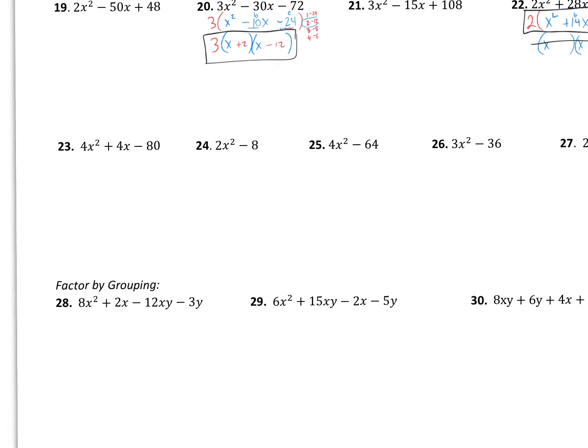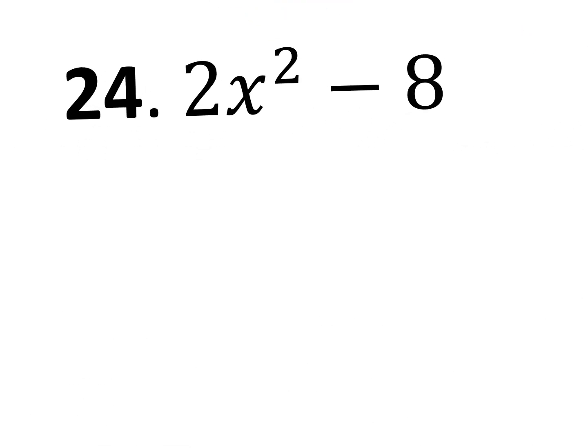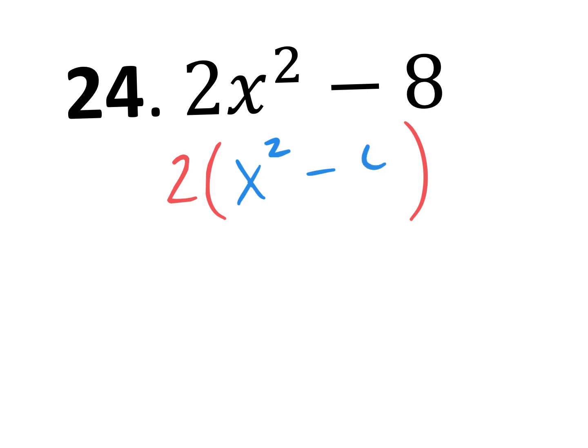Now you may also be able to factor out a GCF like on these binomials. And if we did do that, let's pull out a 2. What would I have left on the inside? I'd have an x squared minus 4.